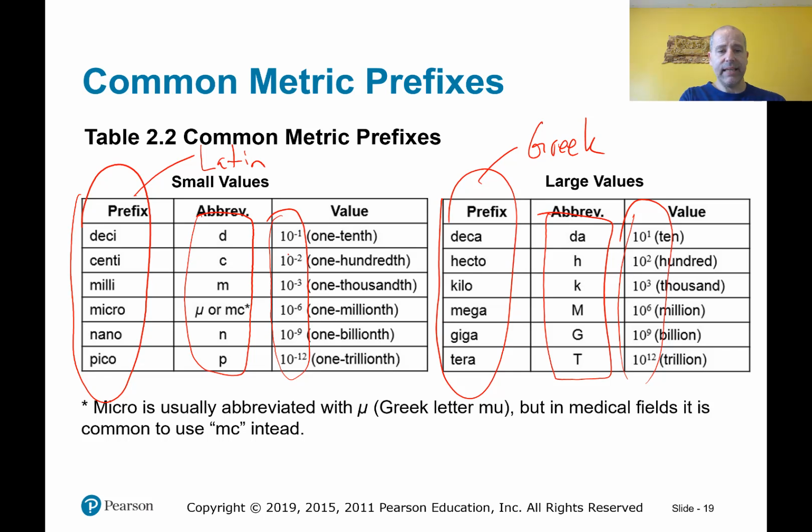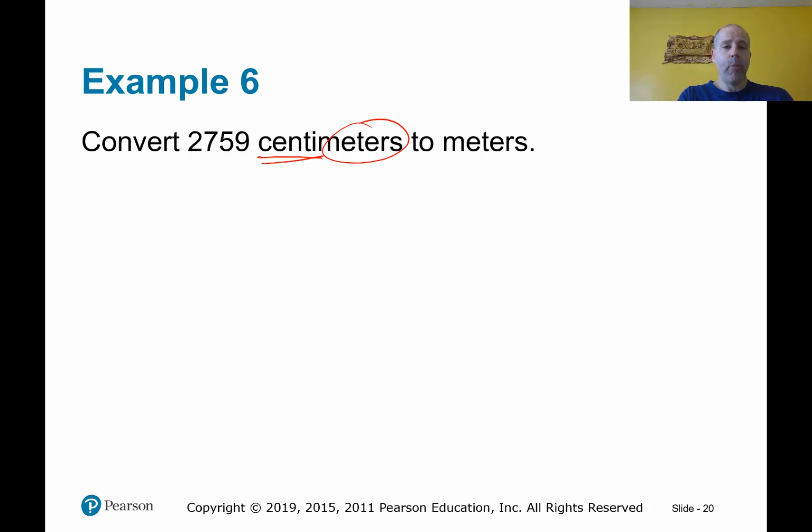Okay, so centi basically is saying 1/100th of whatever the unit is. Deci means 1/10. Milli means 1/1000th, and so on. Whereas deca means 10, hecto means 100, kilo means 1,000, right? So let's go back. Now, what we're saying is that this is a 100. So a centimeter is 1/100th of a meter. In other words, there are 100 centimeters in 1 meter.